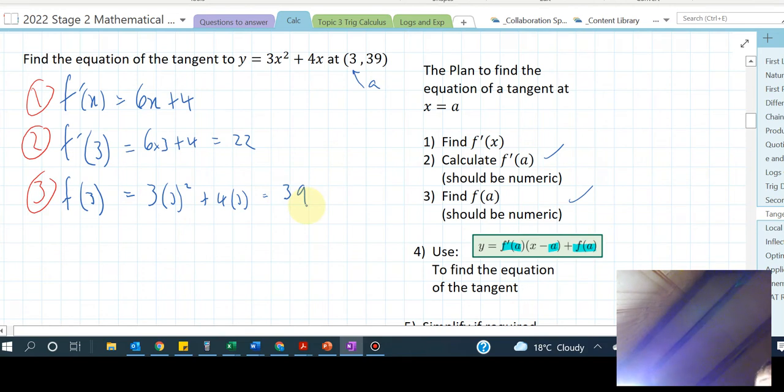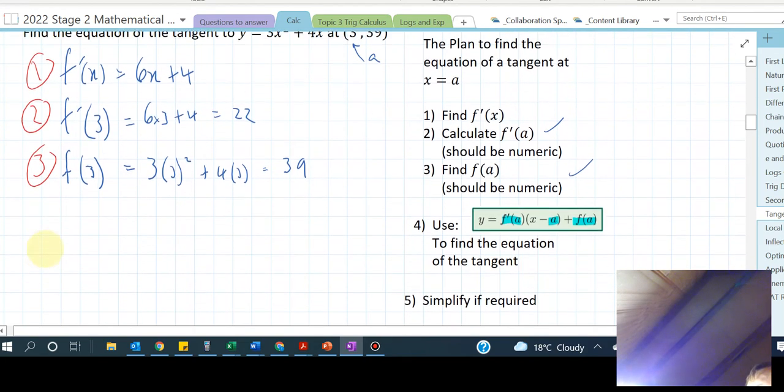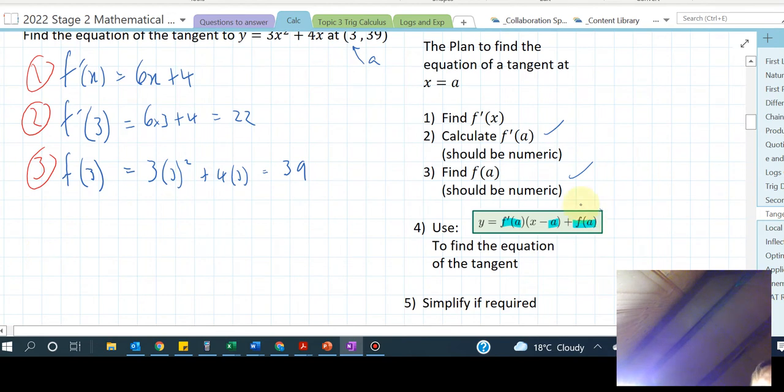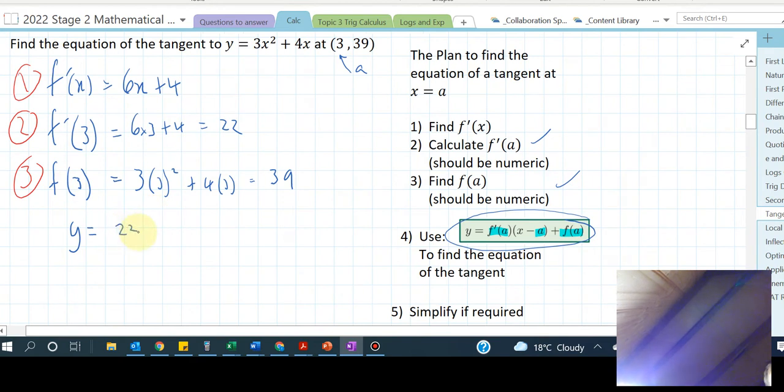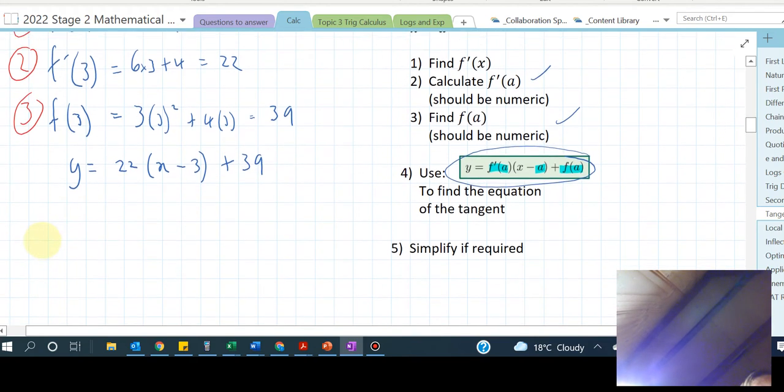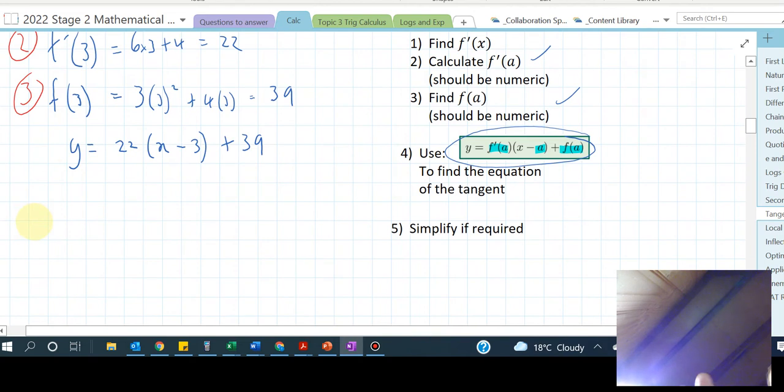Embarrassing if I get one of those wrong. Then we have all our ingredients to use this property to find it. Y equals, now instead of f dash a, that's a number, so 22. Instead of a, it's 3. And instead of f of a, it is 39. All right, then expand, simplify.